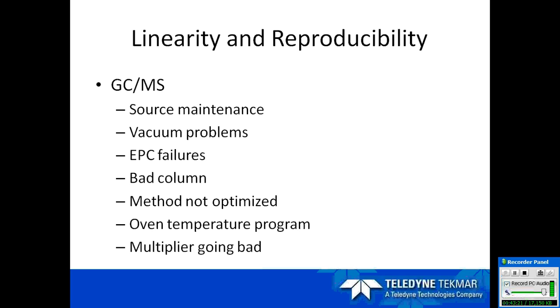The next topic we're going to be covering is linearity and reproducibility. I'm not going to hit on these topics in very much detail, but for your GCMS, you want to make sure your source is maintained. You have no vacuum problems, possible bad EPC failure, or bad column, which could cause bad reproducibility. Your method is not optimized. Your oven temperature program is not set correctly according to your method, or maybe your multiplier is struggling and it's going bad by adding a lot of EM voltage.